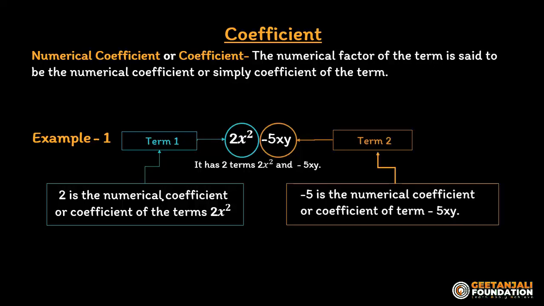Now in the second term, we have minus 5, x and y. So minus 5 is the numerical coefficient, or the coefficient, of the term minus 5xy, because the rest 2 things are variables. So this is in general called the coefficient or numerical coefficient.